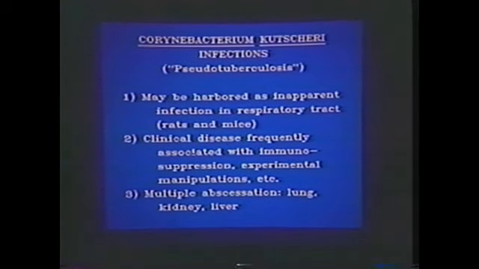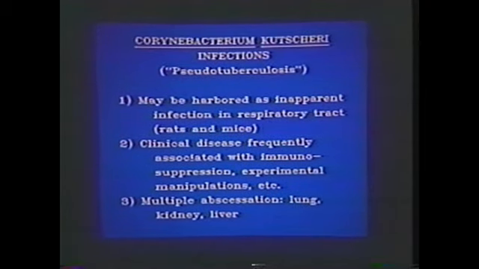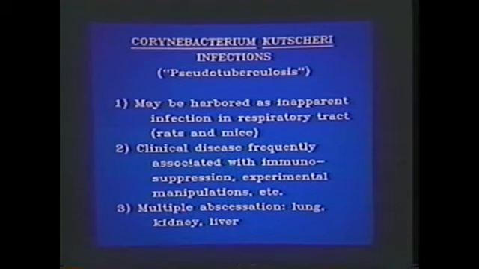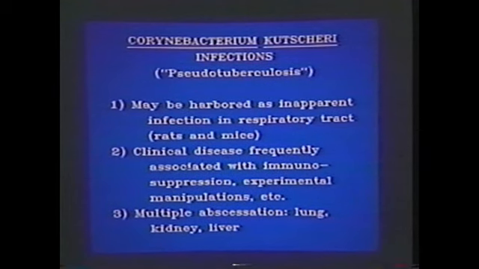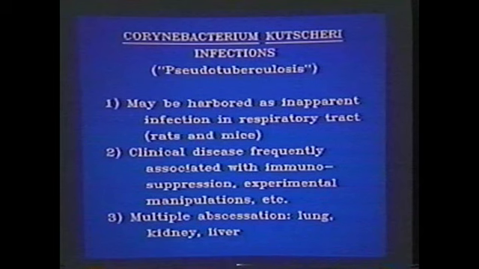This is an example of Corynebacterium kutscheri infection, or so-called pseudotuberculosis. The points to be raised here and emphasized are that this organism may be harbored as an inapparent infection in the respiratory tract in rats and mice, and clinical disease is frequently associated with immunosuppression or experimental manipulation or some identifiable predisposing factor that is going to compromise the immune system. Multiple abscessation in the lung, kidney, and liver are common features of the disease.